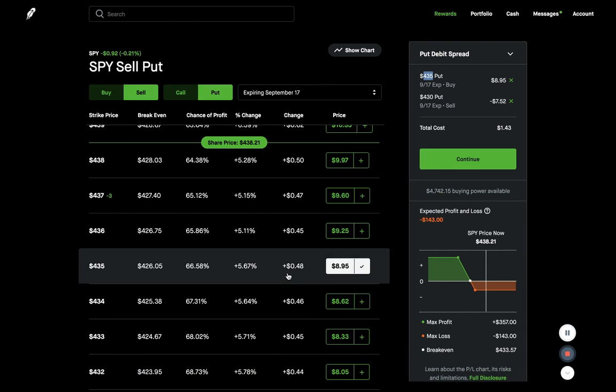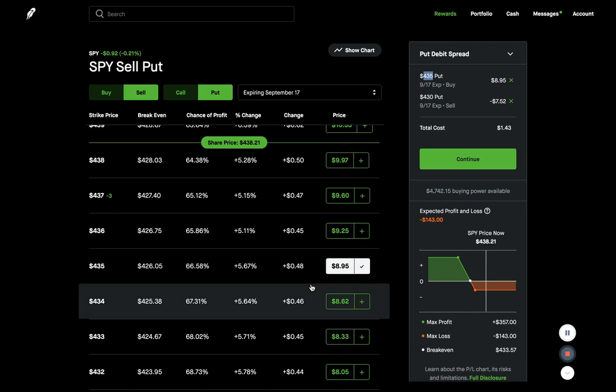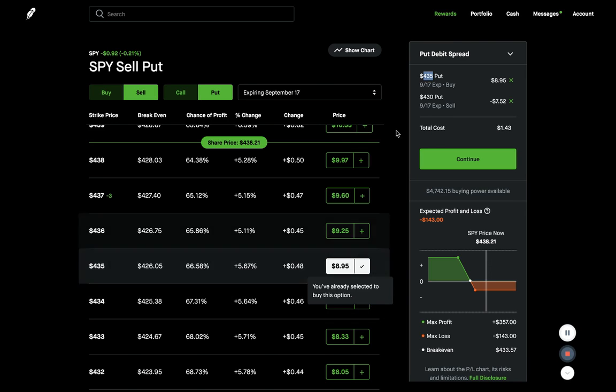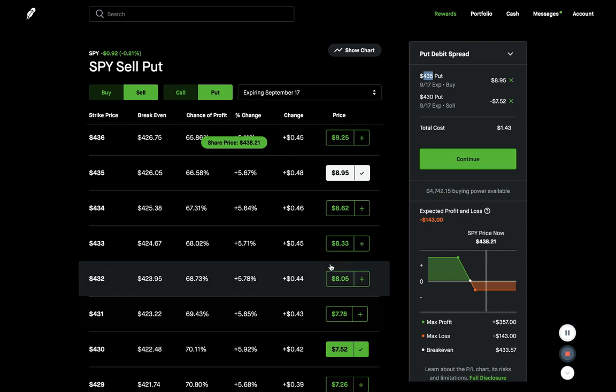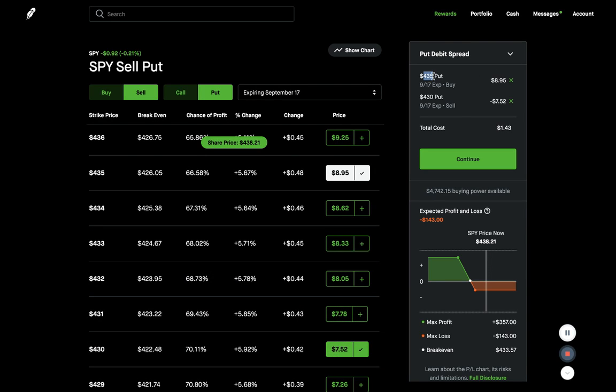Anyway, you can see that the $435 put that we bought is worth more than the $430 put that we sold. So the price is offset. You have almost $900 minus the almost $750 put for a total cost of almost $1.50. So we're at $1.43. So that's the example, and then you can see our break evens down here.